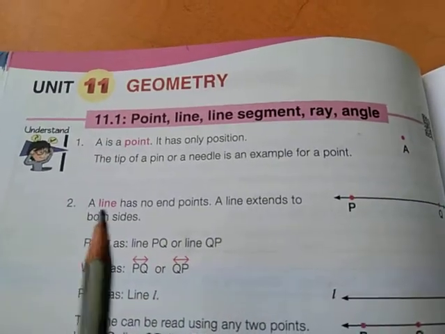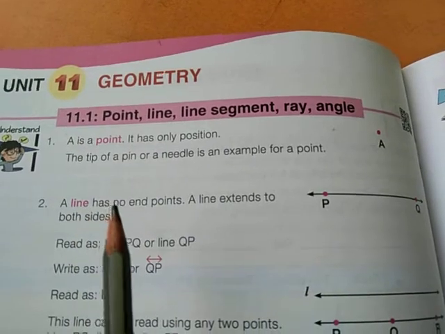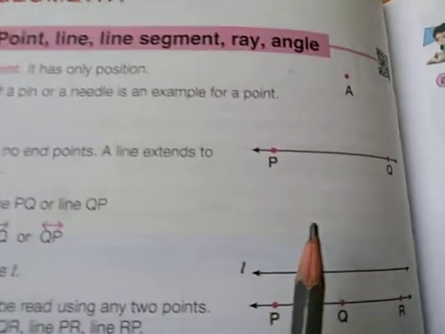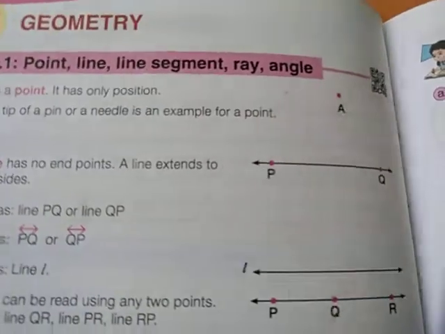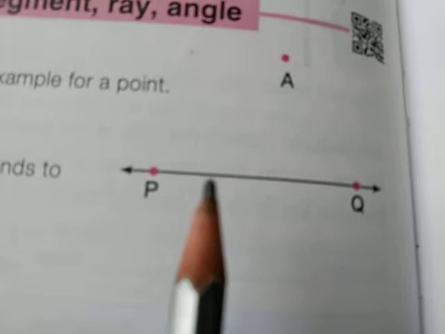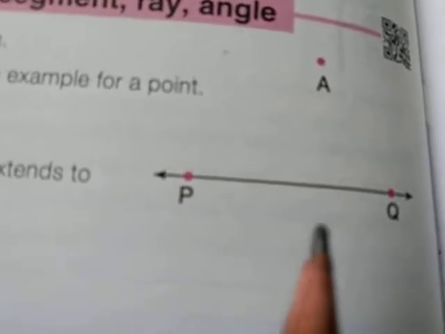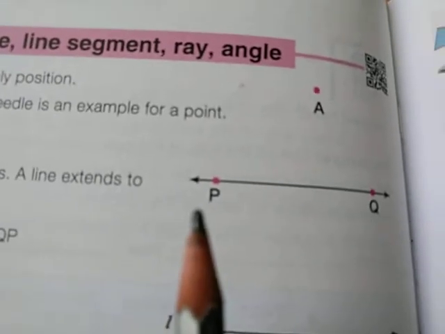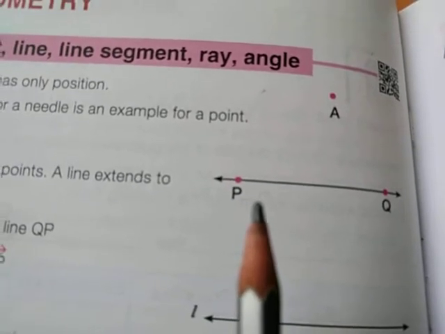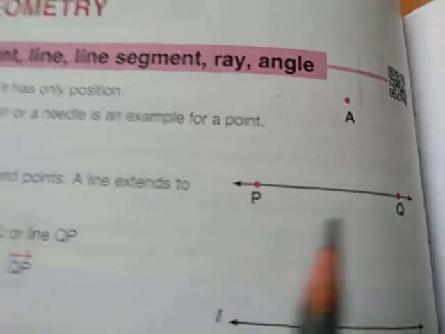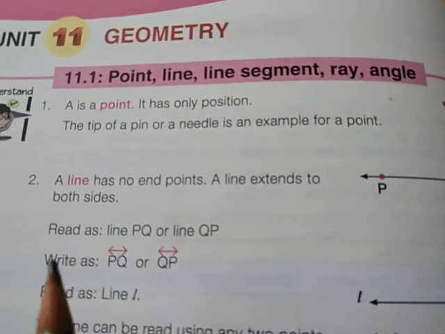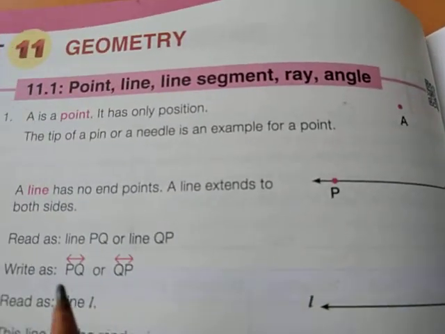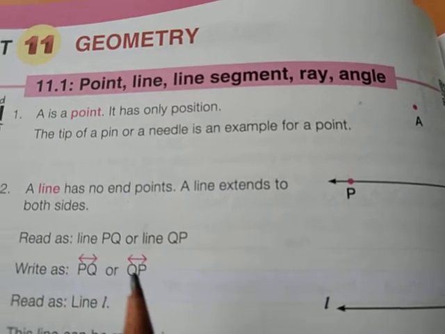Then the second one is line. A line has no ends. A line extends to both sides. Now this is the line. On both sides arrows are given, so it means it can be extended from both sides. It is called a line. The name given is PQ. Now see, how do we read it? Line PQ or line QP. Write as PQ and QP.